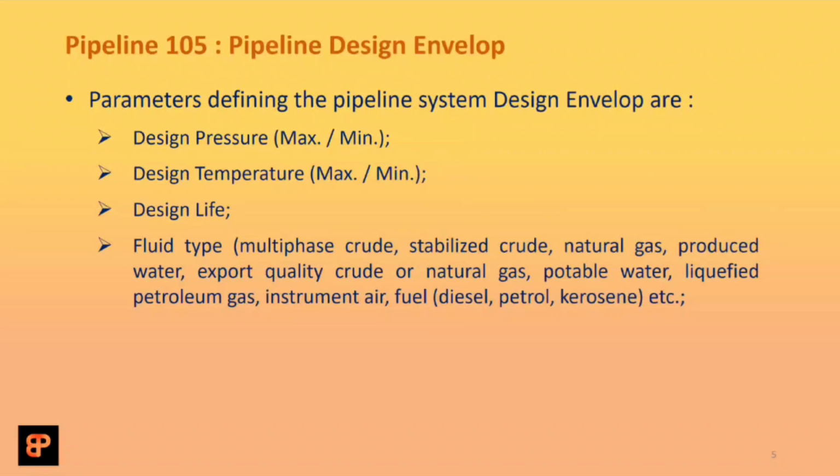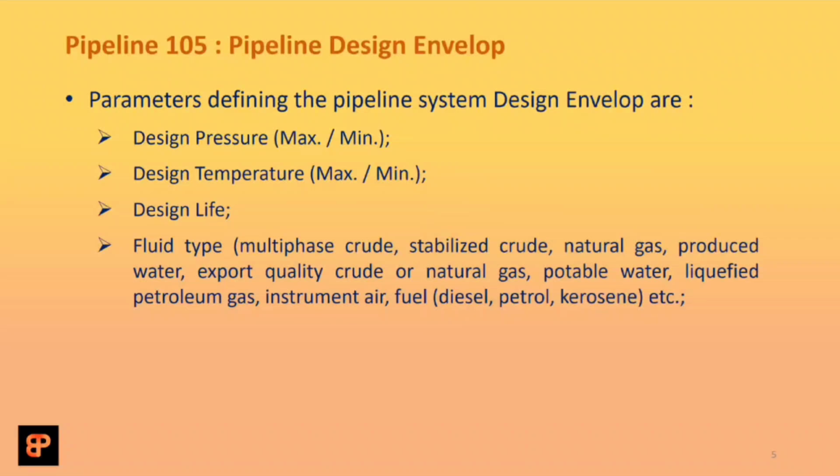Fluid types. We have seen in the past lectures about field development and types of pipelines that pipelines are meant to transport various types of fluids. It can be gathering system fluids, where multi-phase crude is taken from the wells in the reservoir to the gathering system, then to the treatment plant, where the fluid is treated.